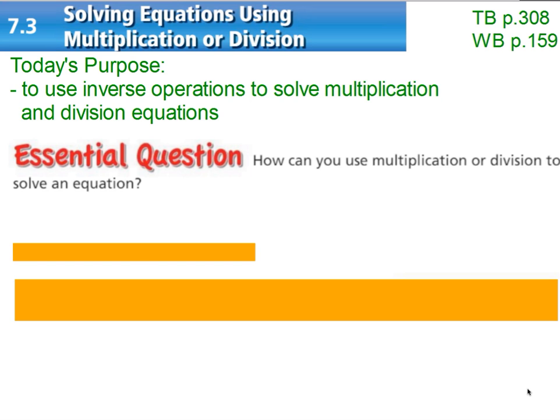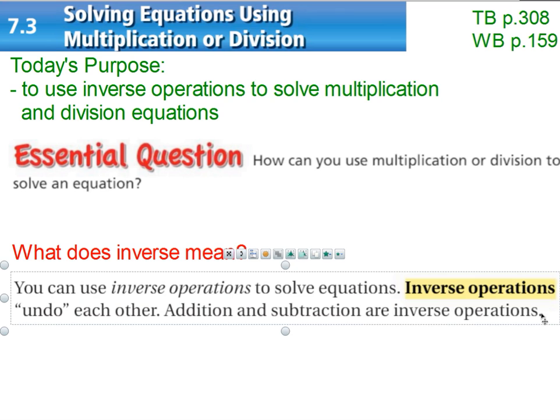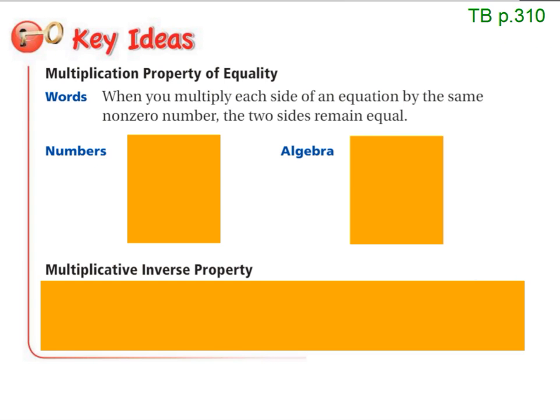division. Let's review. I want you to think to yourself, what does the word inverse mean? This is what we talked about yesterday. Okay, if you remember, inverse operations are operations that are the opposite. Essentially, they undo each other. We've already talked that addition and subtraction are inverse operations. So today we're going to be talking about multiplication and division. Multiplication and division are also inverse operations. They basically undo each other.